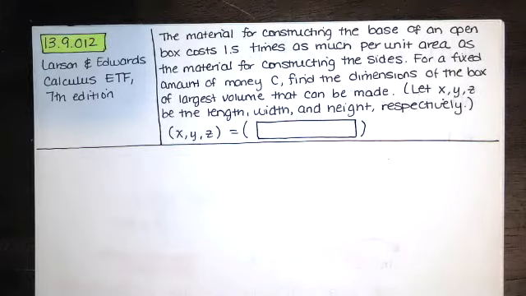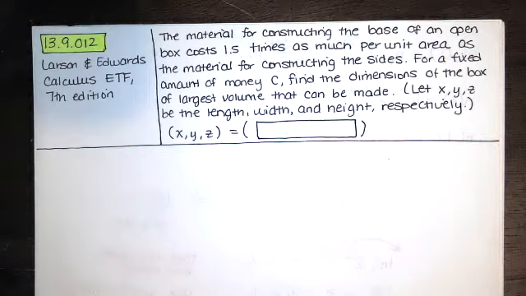In this video, we solve problem 13.9.012 from the Larson and Edwards Calculus Early Transcendental Functions text, 7th edition. The problem statement says the material for constructing the base of an open box costs 1.5 times as much per unit area as the material for constructing the sides. For a fixed amount of money C, find the dimensions of the box of largest volume that can be made.